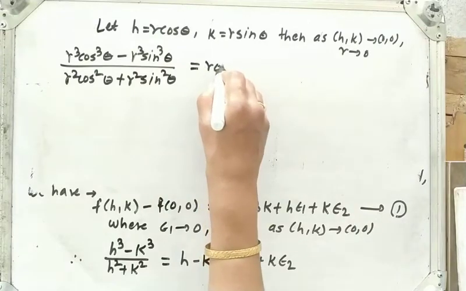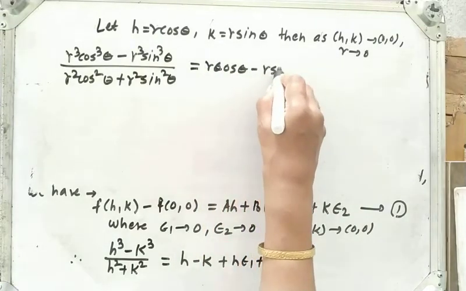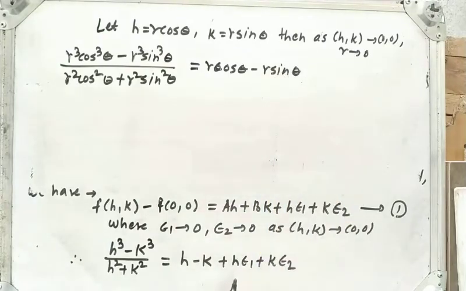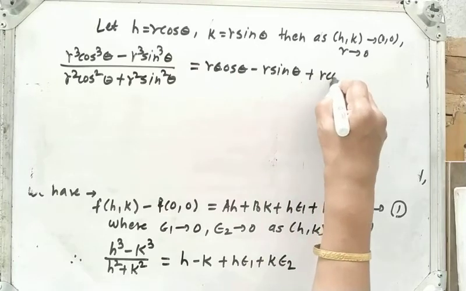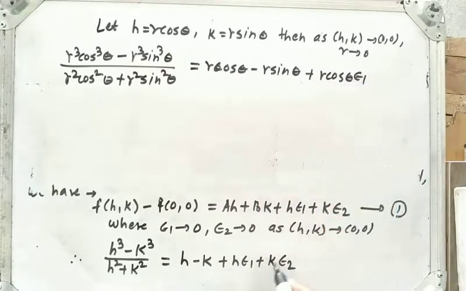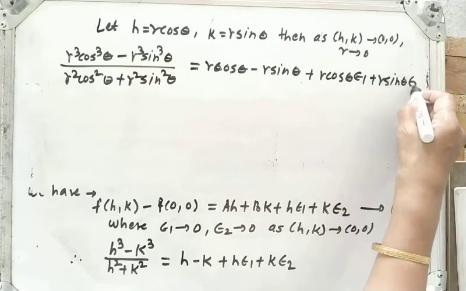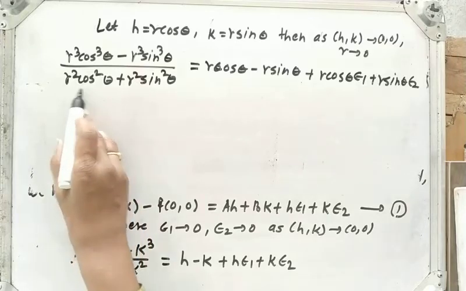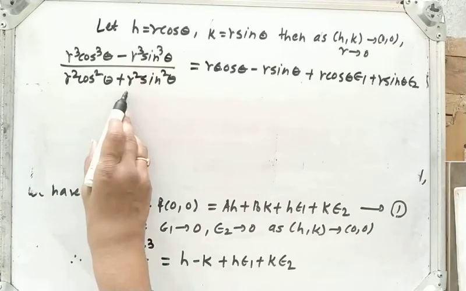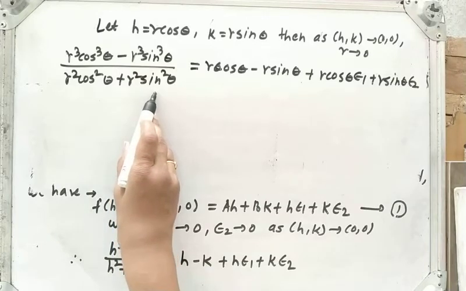R cos theta minus k, that is r sin theta plus h epsilon 1. h is r cos theta epsilon 1 plus k epsilon 2. k is r sin theta epsilon 2. Now here what happened? In the next step we can take r square common. Cos square theta plus sin square theta remain, that will be 1.